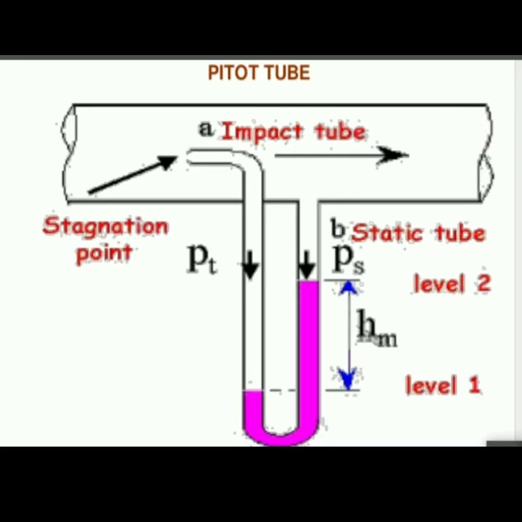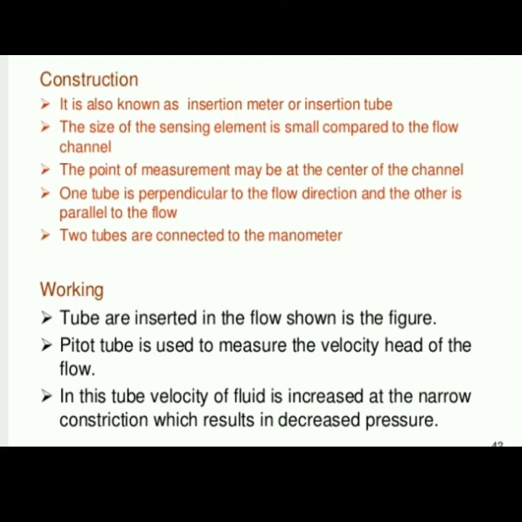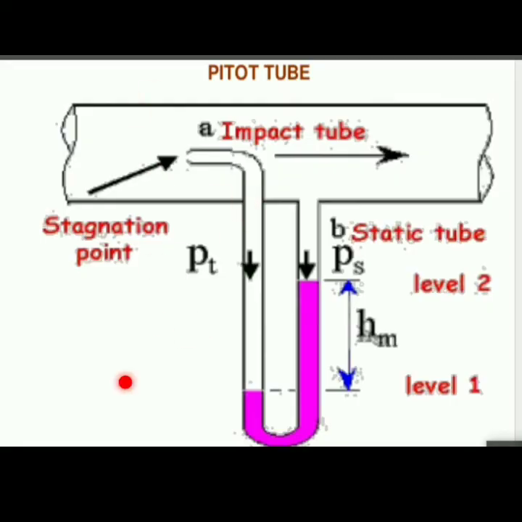Then what is the working? What is the working of this venturi meter? Here the pitot tube is used to measure the velocity head of the flow. In this tube the velocity of fluid is increased at the narrow constriction. This results in decreased pressure.